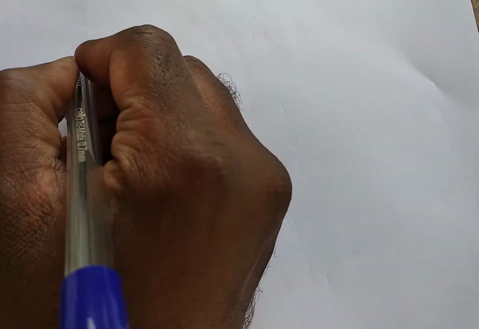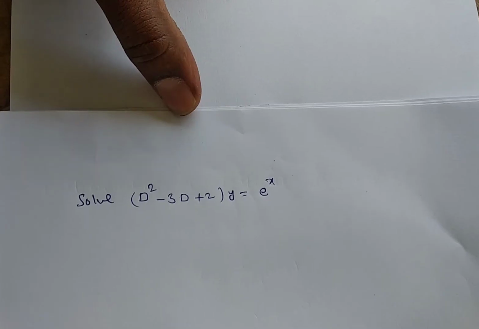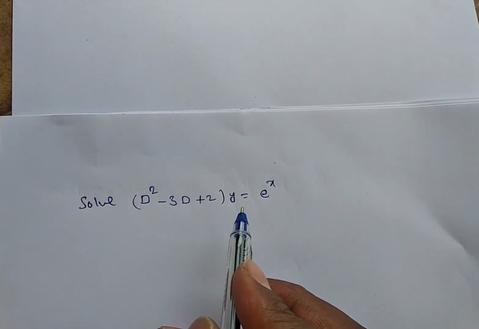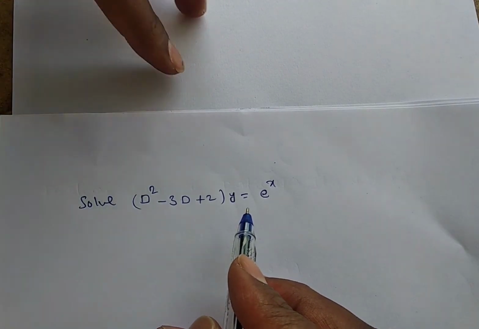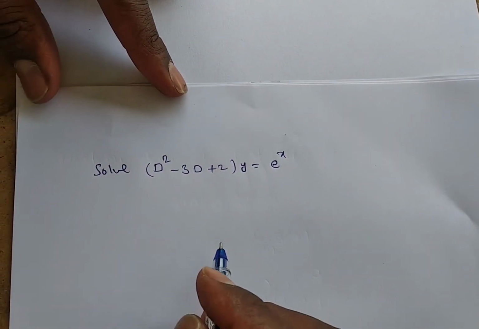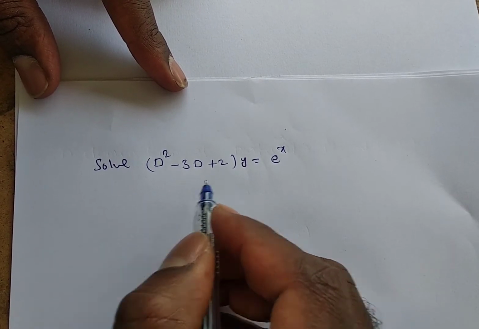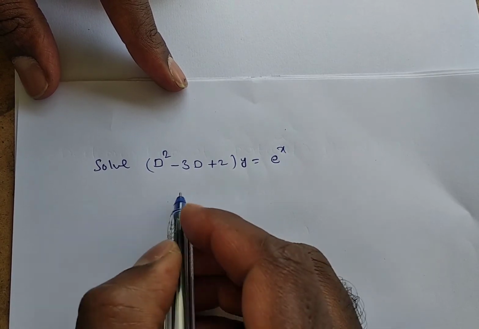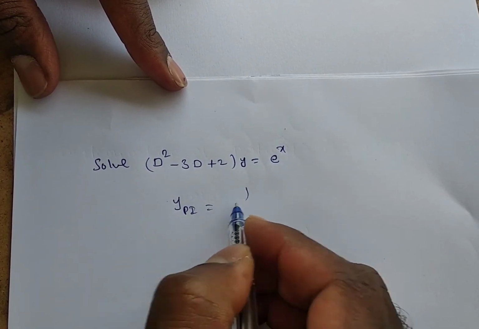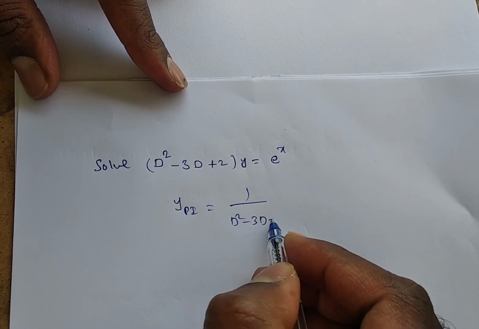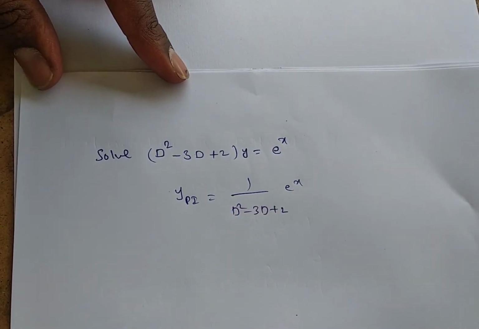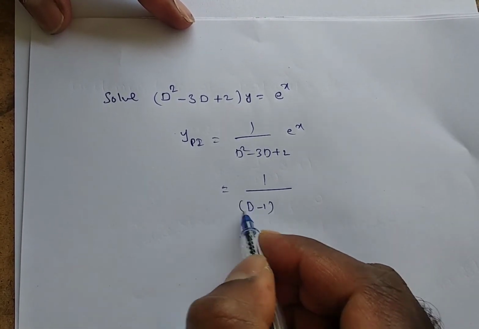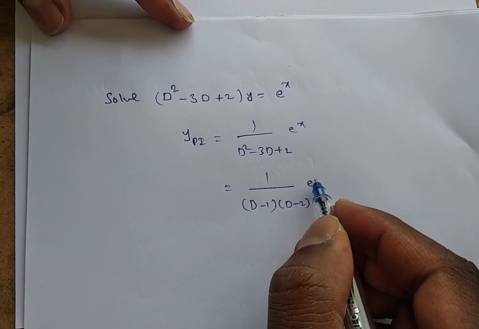Next problem. Solve (D square minus 3D plus 2) y is equal to e power x. We are using the general method only, the method we discussed previously. Now you see, this is f of D. For the particular integral, f of D here is D square minus 3D plus 2. Then y PI will become 1 by D square minus 3D plus 2 into e to the power of x. Now here you can split this as 1 by (D minus 1) into (D minus 2) into e power x.